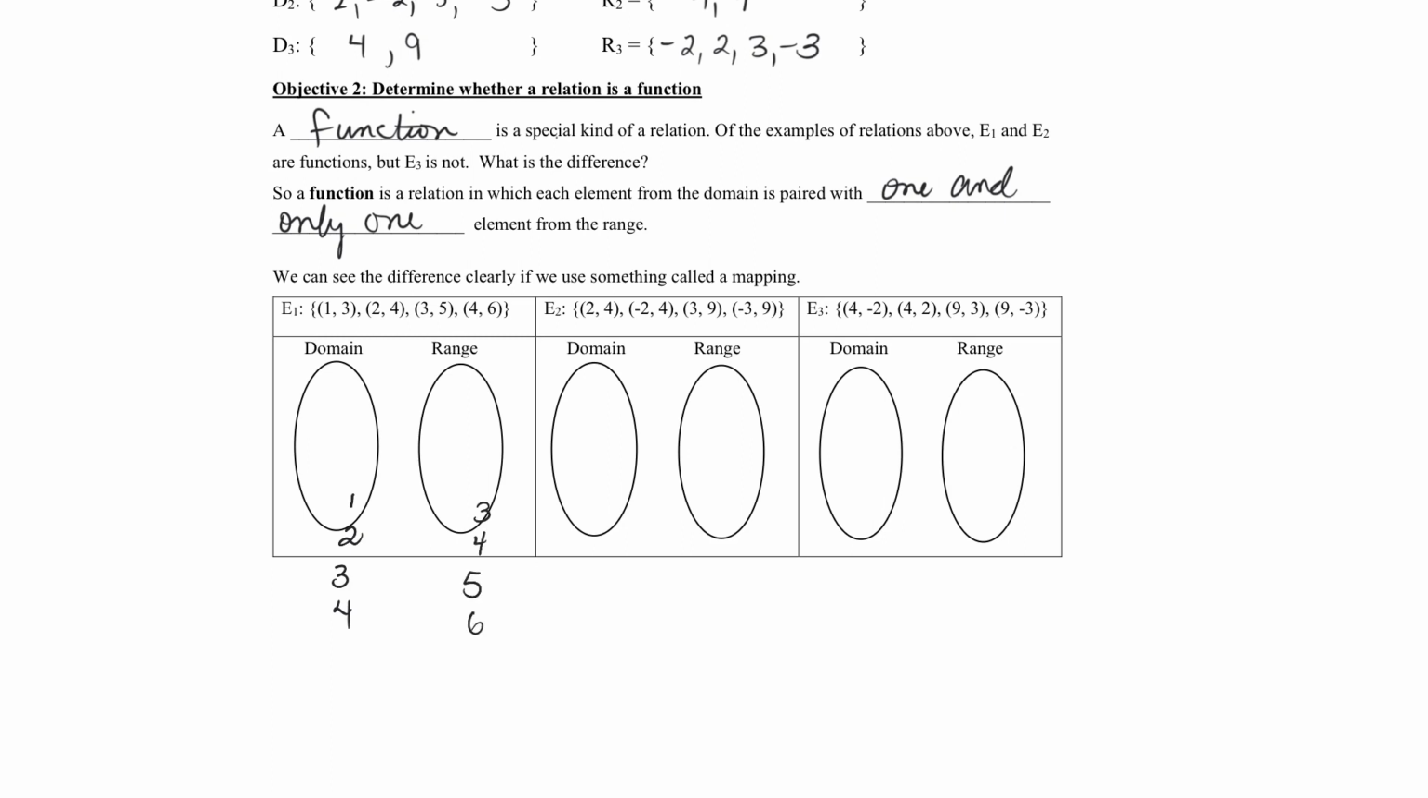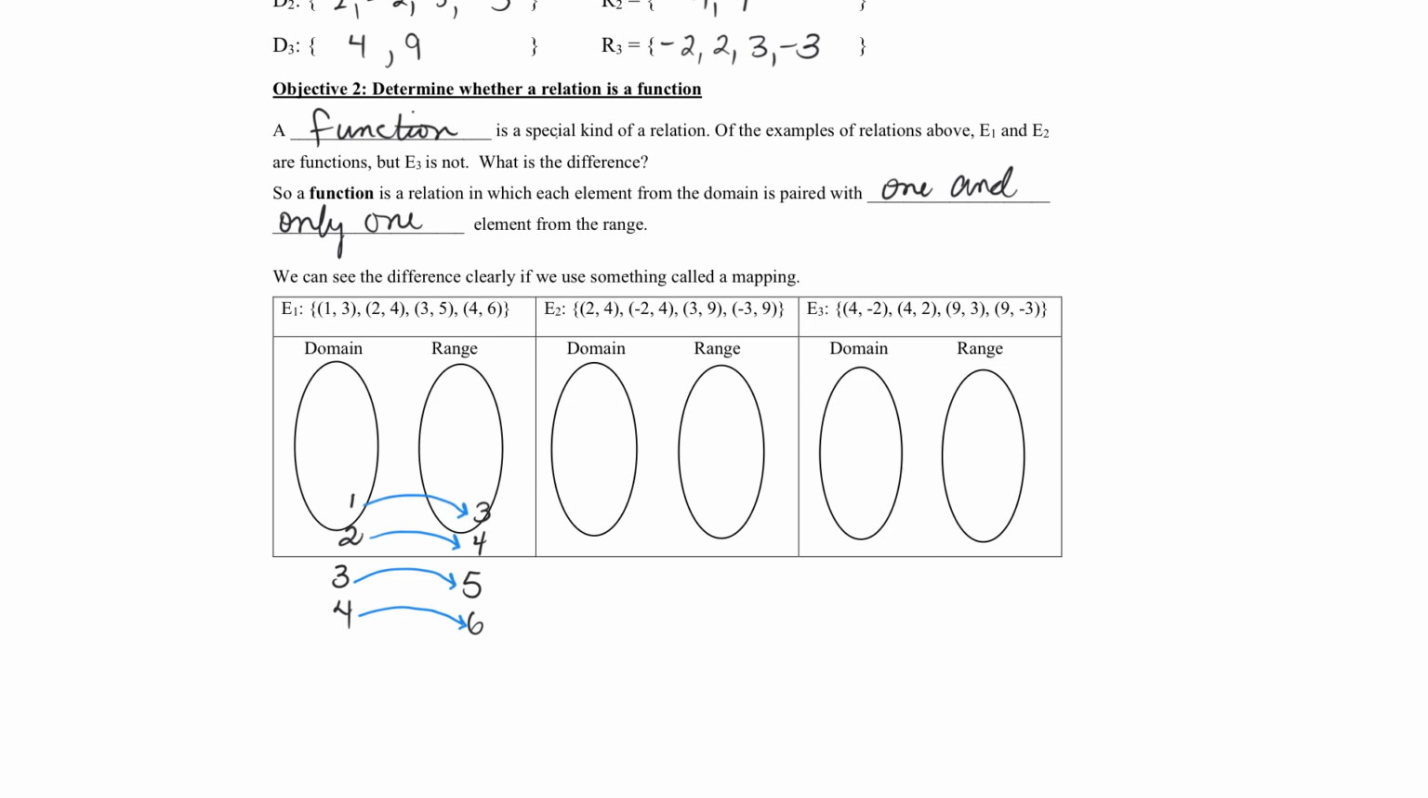So this is where the mapping comes in. These are also sometimes called arrow diagrams. So 1 maps to 3 and only 3. 2 maps to 4 and only 4. 3 maps to 5 and only 5. 4 maps to 6 and only 6. And I can see that each of these x values is paired with one and only one y value.